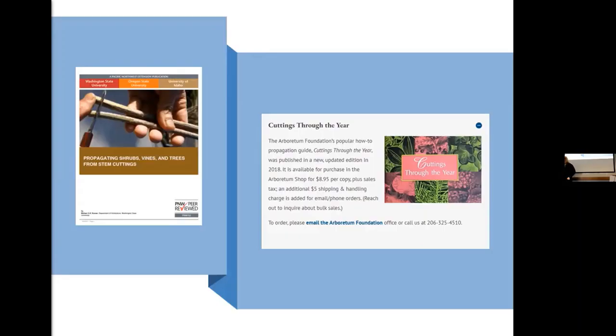All righty. Is there one question in chat? Have you ever tried propagating blueberries and huckleberries? I have not, but they're Vaccinium, right? I think you can take softwood cuttings of the huckleberry and propagate that. I have not done that.